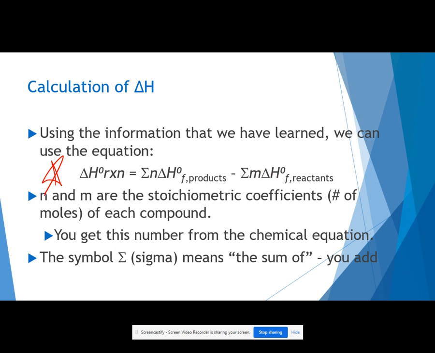So, to break this down, n and m are the stoichiometric coefficients of each compound. It's basically the number of moles in front of each compound in your balanced equation. So again, coefficients of the balanced equation. Oh, I wrote that down there. Good. The symbol sigma means the sum of, which means you are going to add them.